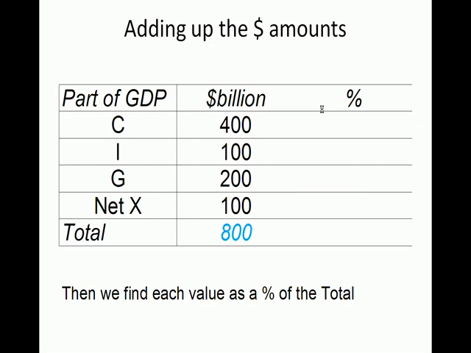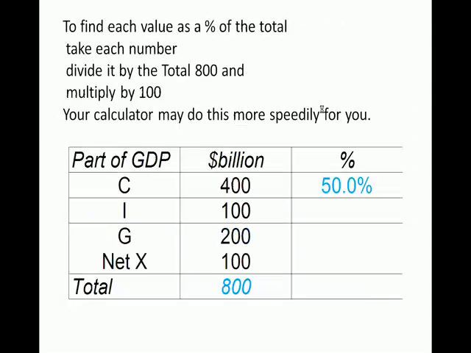Then we find each value as a percent of the total. Looking at the first one, let's take each number, divide it by the total 800, and multiply it by 100. Your calculator may do this more speedily for you. So for consumption, 400 divided by 800 times 100 is 50%. Pause now to try it yourself. Pause frequently throughout this presentation to do the calculations yourself and confirm that you're getting it right.